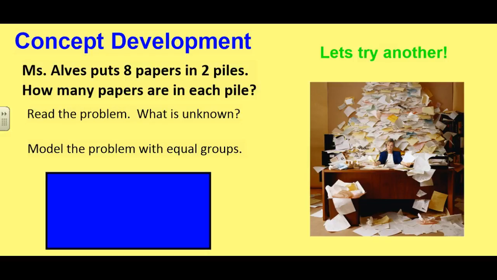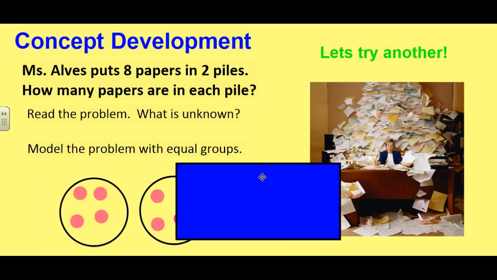So I want you to draw 2 circles on your paper to represent the 2 piles that she's going to have. And if you know that she has 8 pieces of paper total, then you need to figure out how many pieces of paper are going to be in each group if there are 8 pieces of paper total. So I want you to get your equal groups drawn for this problem, and whenever you're ready to check your equal groups to see if they are right, you can push play.